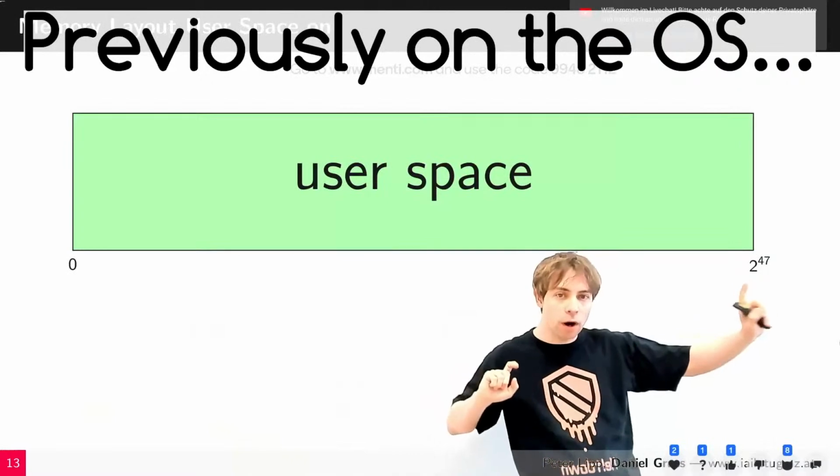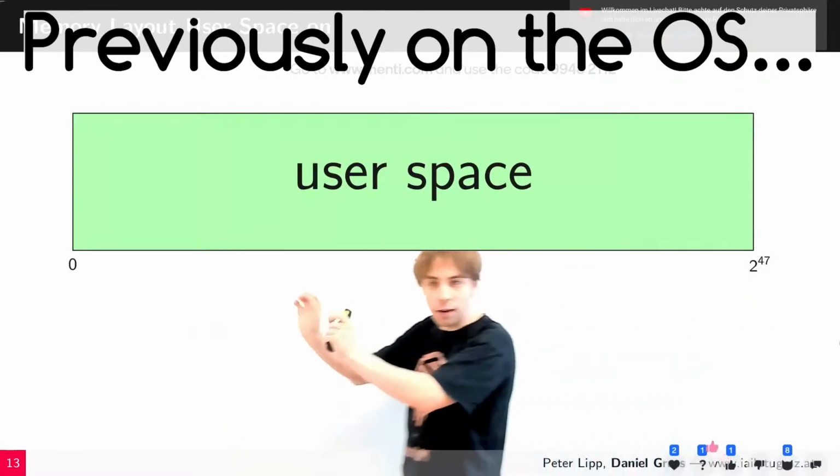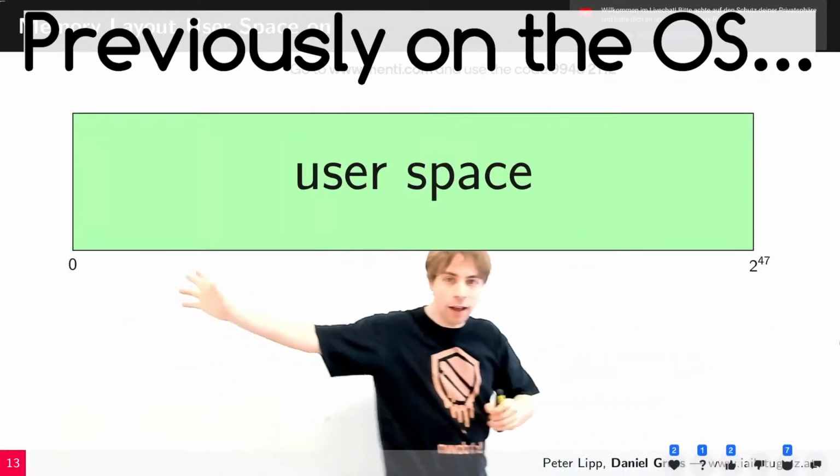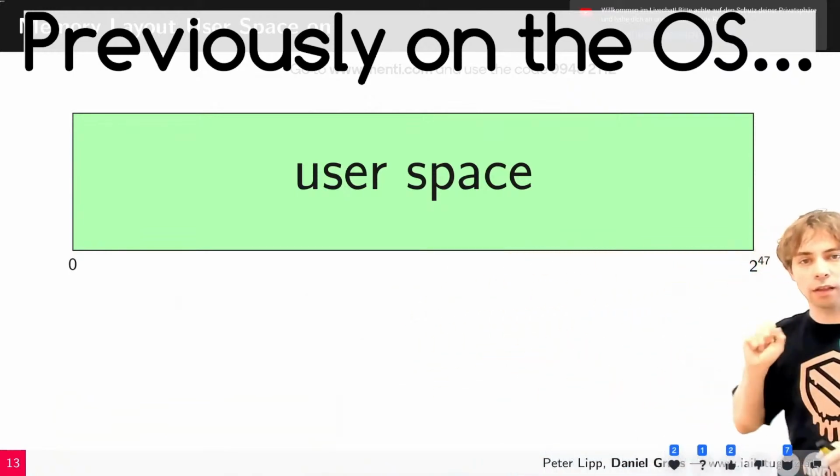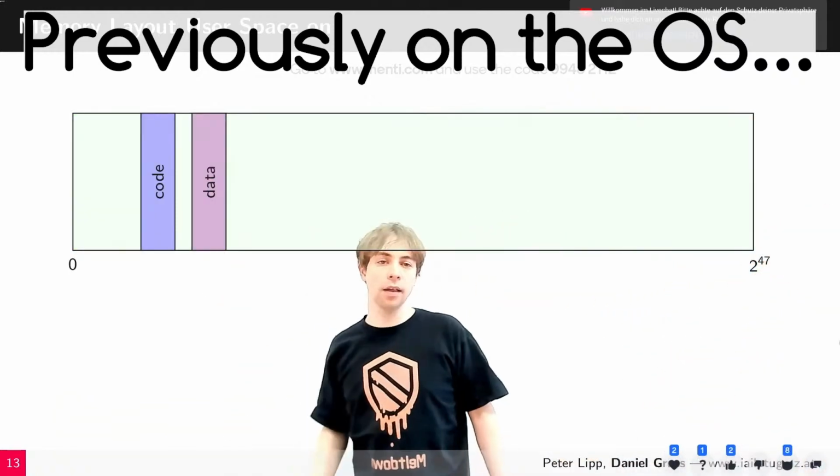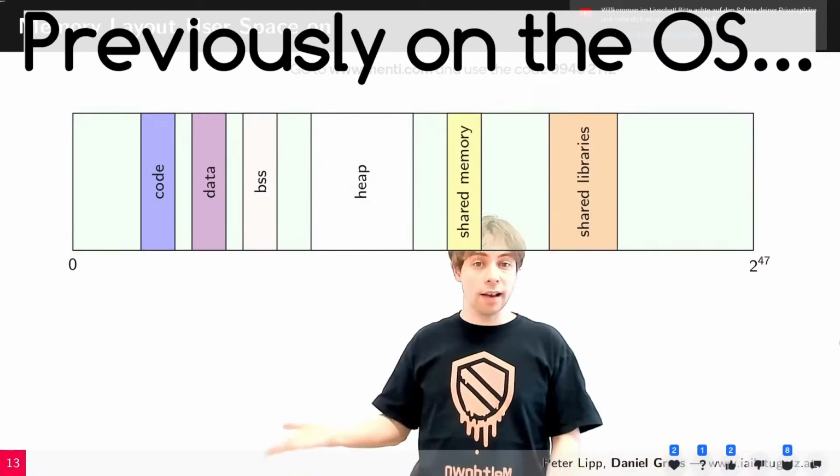Previously on the OS. And now we are only looking at this very small green part on the left side. This is the user space, and I zoomed in on this part now. Code, some data, the BSS, the heap, shared memory, shared libraries, the stacks.